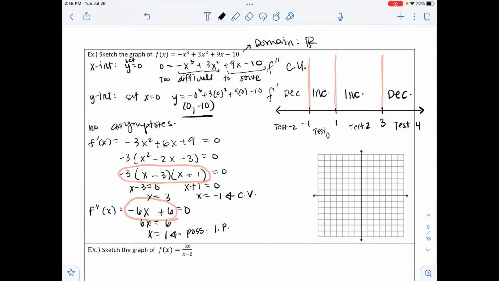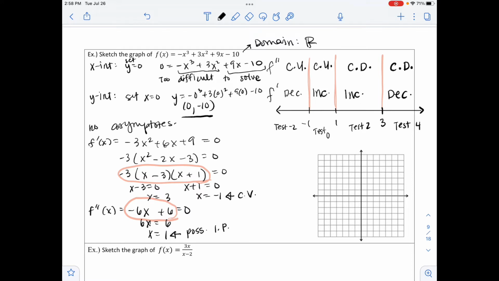Substituting in 0, I get 0 plus 6, or positive 6, which is concave up also because it's positive. Substituting in 2, we get negative 12 plus 6, which is negative 6, or concave down for that interval. And the last one, substituting in 4, we do get a negative value, so that would also be concave down.